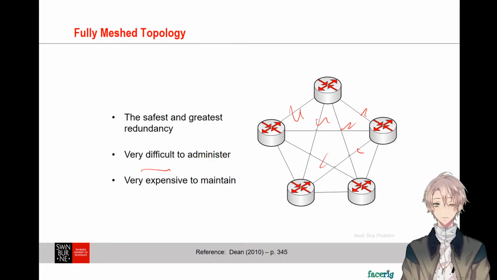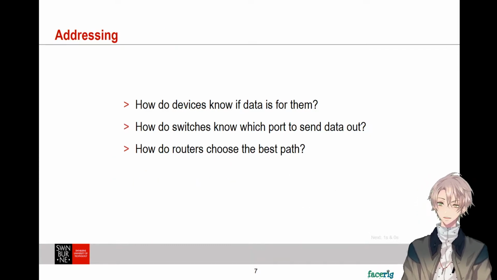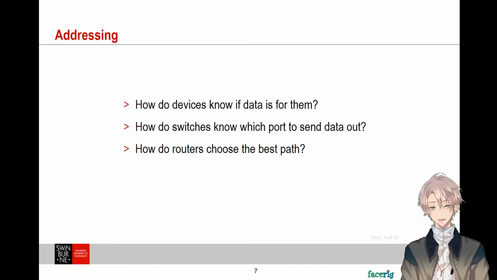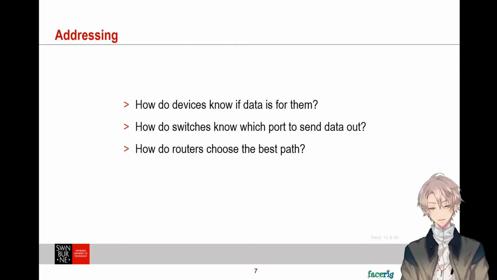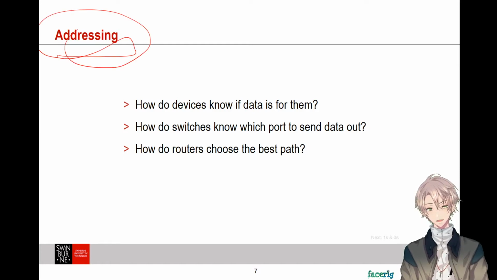There is something called addressing. So how do devices know if the data is for them? How do switches know which port to send the data out? And how do routers choose the path? That's what we use addressing for.